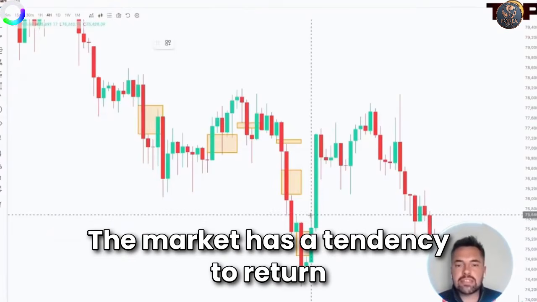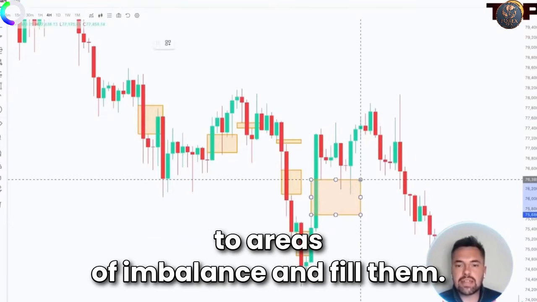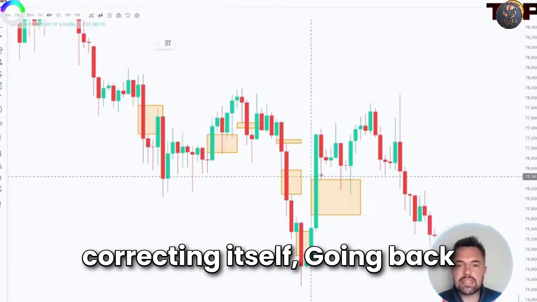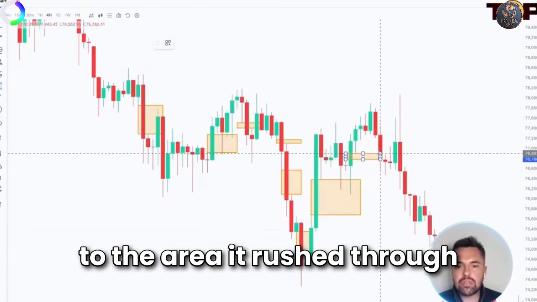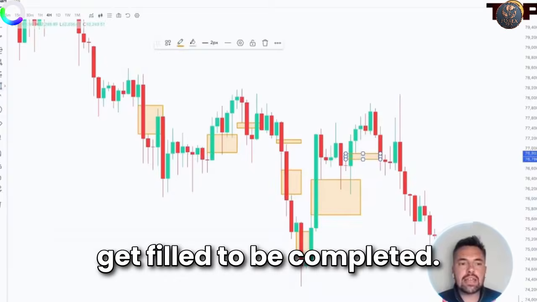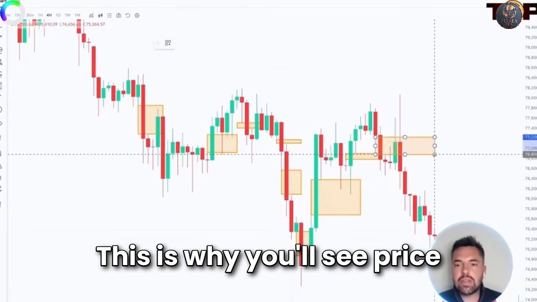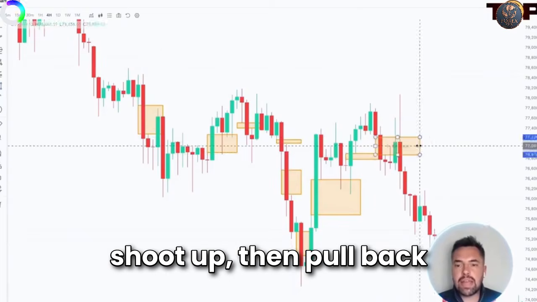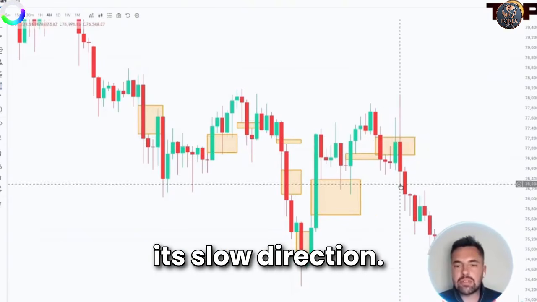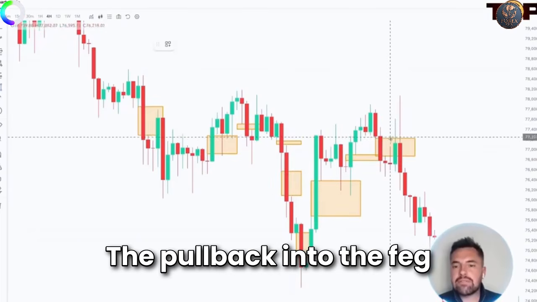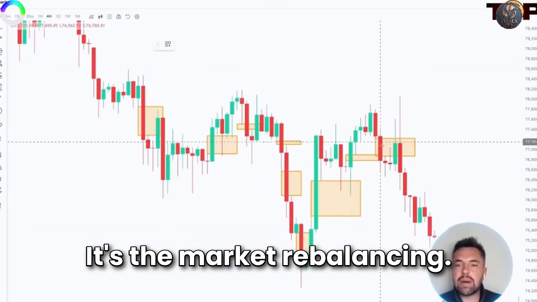The market has a tendency to return to areas of imbalance and fill them. Think of it as the market correcting itself, going back to the area it rushed through and allowing the orders that didn't get filled to be completed. This is why you'll see price shoot up, then pull back into that gap before continuing in its original direction. The pullback into the FVG isn't a reversal, it's the market rebalancing.